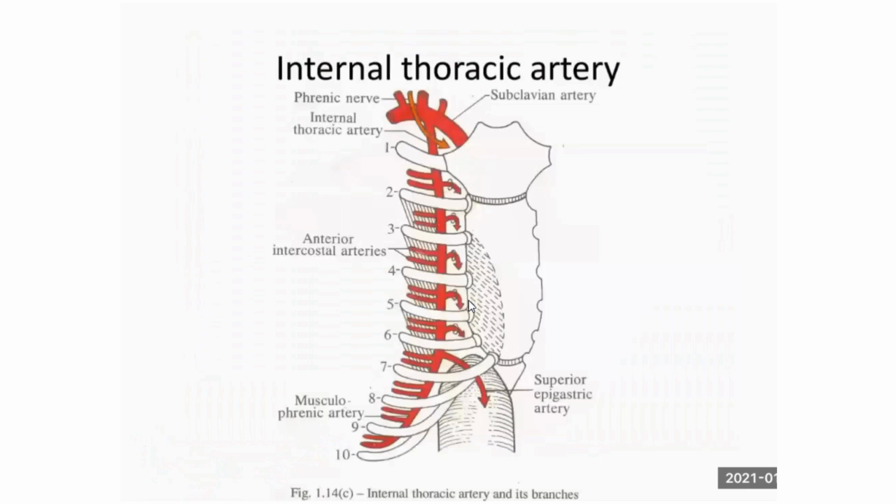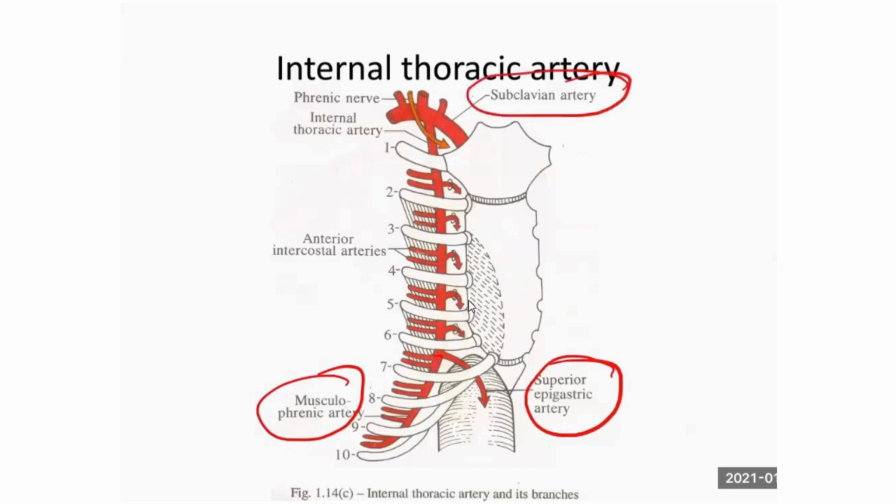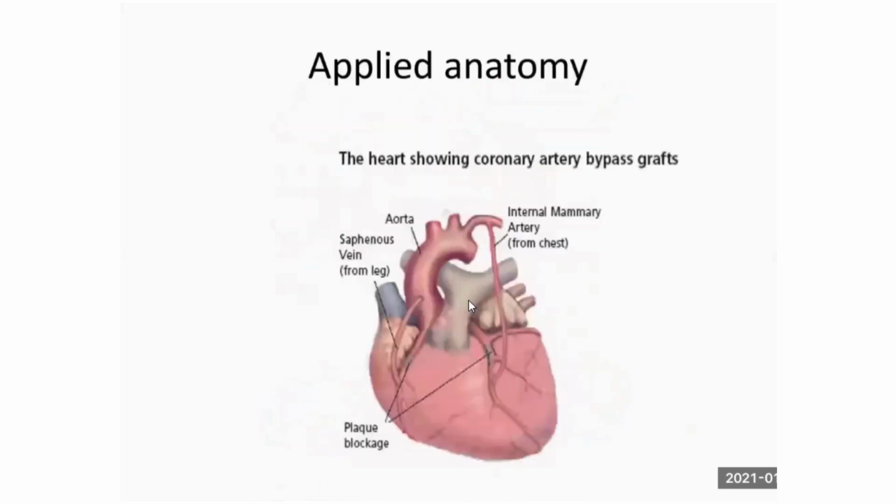Next, the internal thoracic artery. What is the terminal branch of the internal thoracic artery? It is dividing as musculophrenic and superior epigastric, and it arises from the subclavian artery. What would be the importance of this internal thoracic artery? It can be used for an arterial graft. You can take a bit of the artery. It is placed over the coronary artery, which has been thrombosed or necrosed.